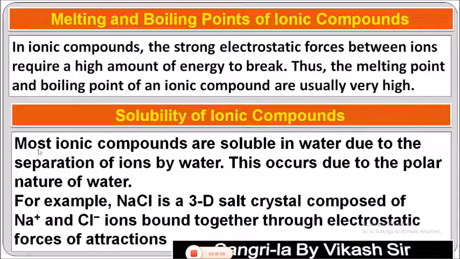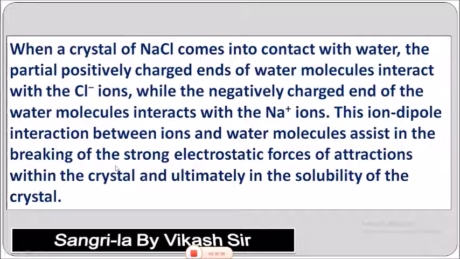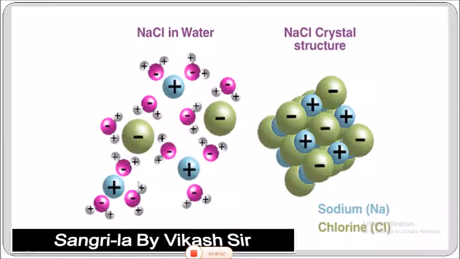Solubility of ionic compounds. Most ionic compounds are soluble in water due to the separation of ions by water. This occurs due to the polar nature of water. For example, NaCl is a 3D salt crystal composed of Na plus and Cl minus ions bound together through electrostatic force of attraction. You will remember this point also. When a crystal of NaCl comes into contact with water, the partial positive charge ends of water molecules interact with chloride ions, while the negatively charged end of the water molecule interacts with sodium ions. This ion-dipole interaction between ions and water molecules assists in breaking the strong electrostatic force of attraction within the crystal and ultimately in the solubility of the crystal. So also remember these points.